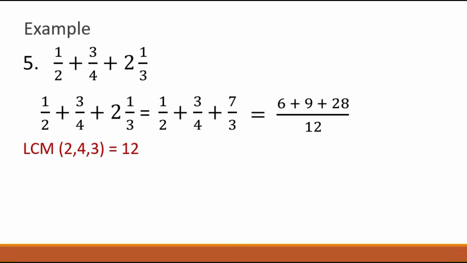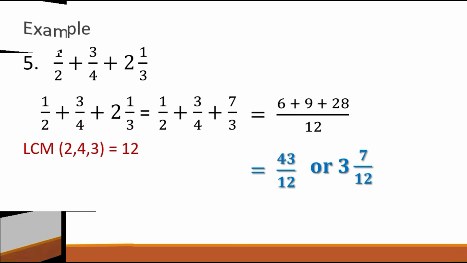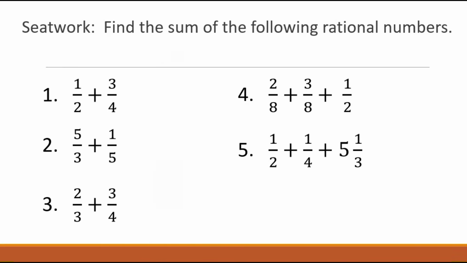Simplifying the numerator, 6 plus 9 plus 28, obviously that's equal to 43. So the answer is 43 over 12, and it's already in the lowest term. We can also change 43 over 12 into a mixed number, and that's equivalent to 3 and 7 over 12. So I have here some practice exercises. You may pause the video and try to answer this in your lecture notebook.